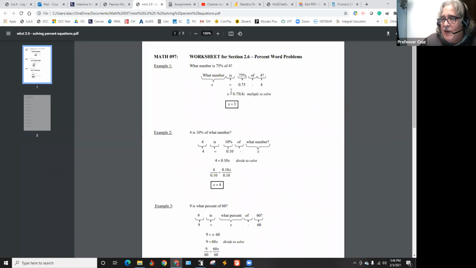So anyway, once we've got those things brought down, it looks like this. X is equal to 0.75 times 4. So that means 3 is what we're looking for. So 3 is 75% of 4. And you can see that, because if you take 3 and divide it by 4, you get 0.75, which is 75%.